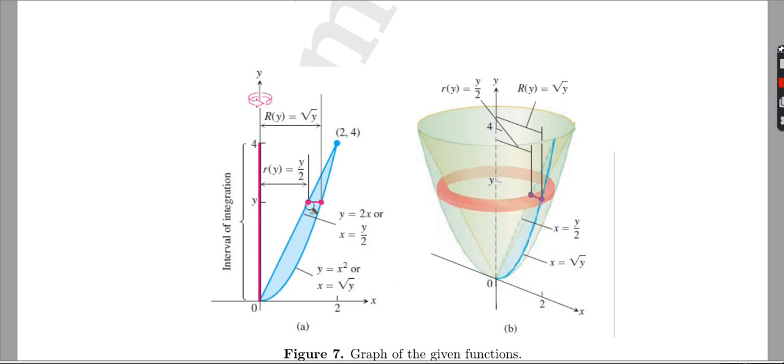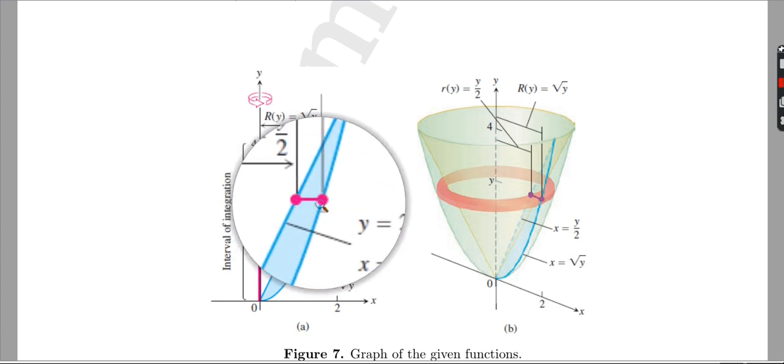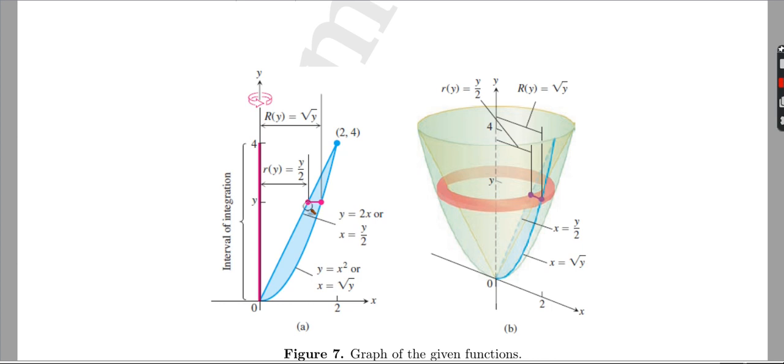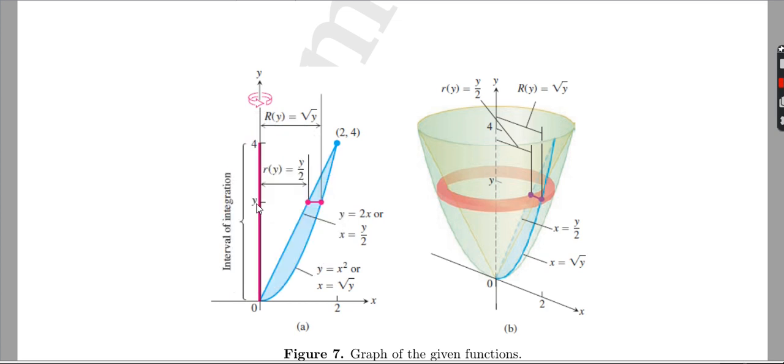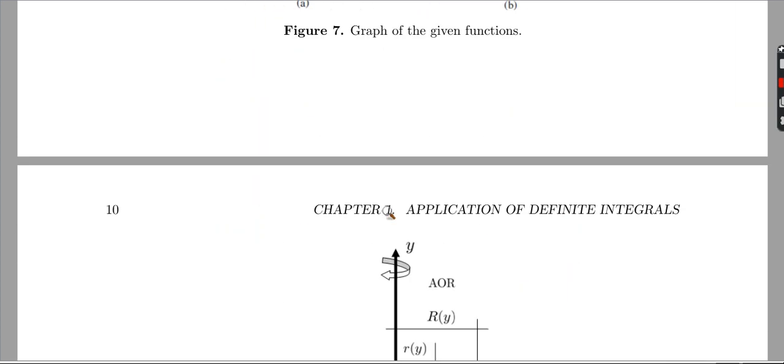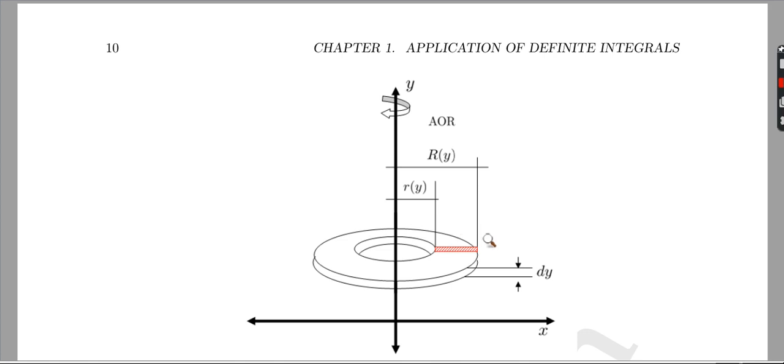Okay, and then we use the horizontal strip or horizontal element, because for us to use washer method, kailangan ang element natin ay naka-perpendicular to the axis of revolution, and since ang ating region ay hindi naman nag-touch dun sa axis of revolution, so ang ating element will not touch the axis of revolution. Okay, now ito yung cross section ng ating washer.